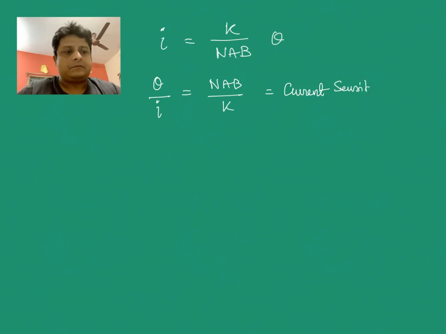Now, we'll talk about the sensitivity of a galvanometer. So what we have got is I equal to K divided by NAB times theta. So theta divided by I is equal to NAB divided by K. This is known as the current sensitivity of the galvanometer.